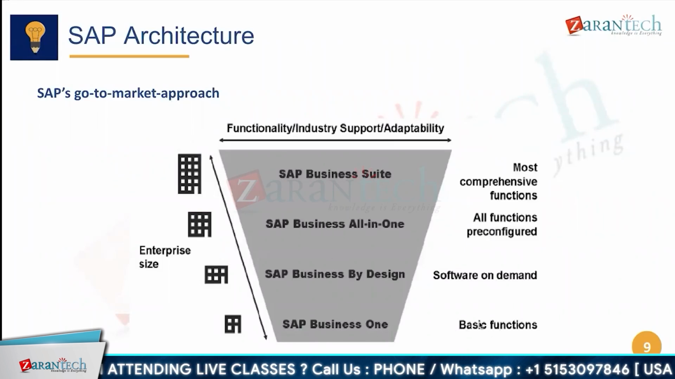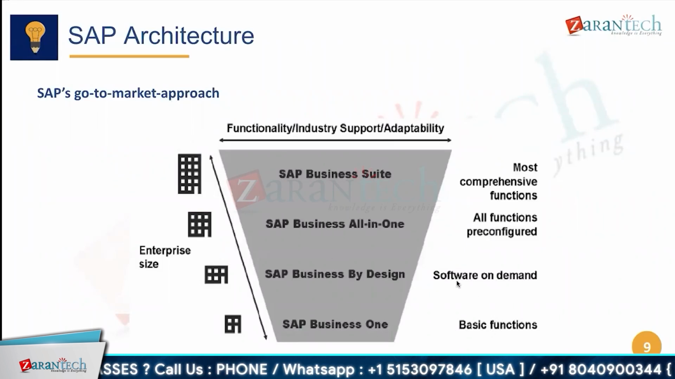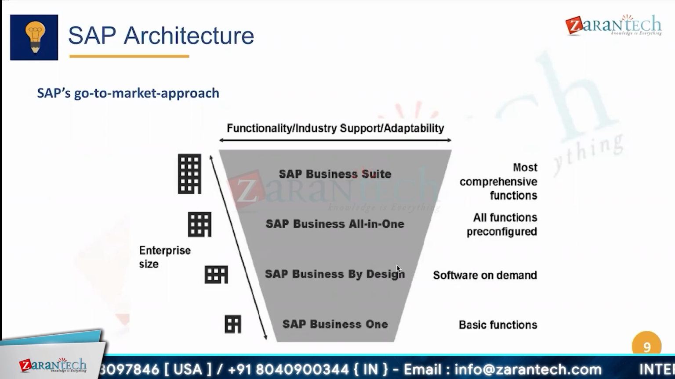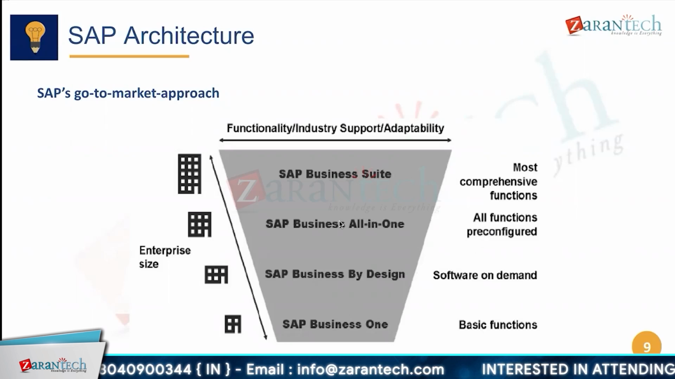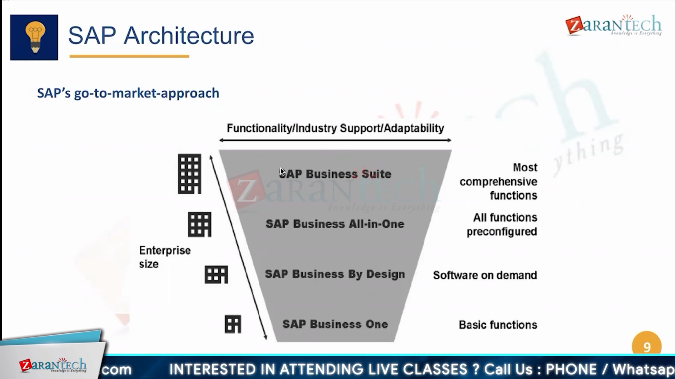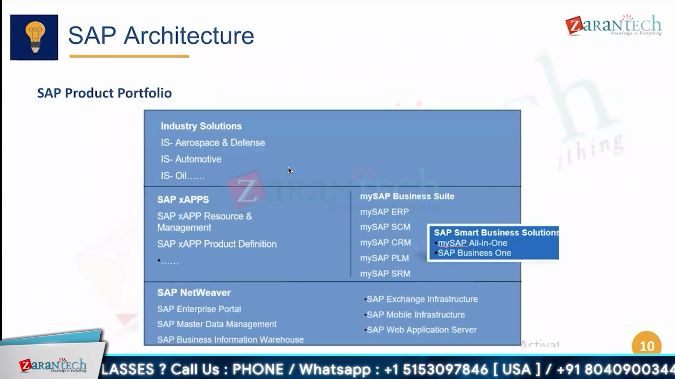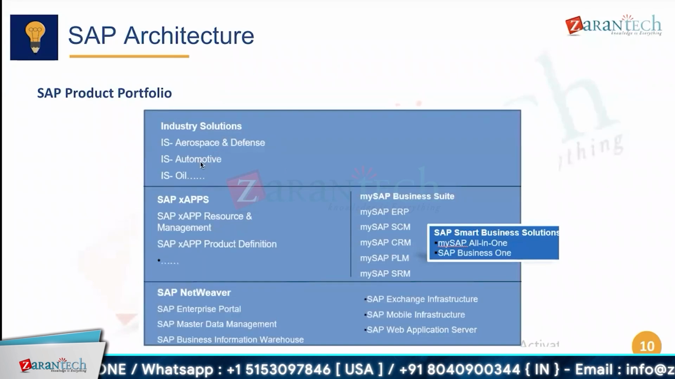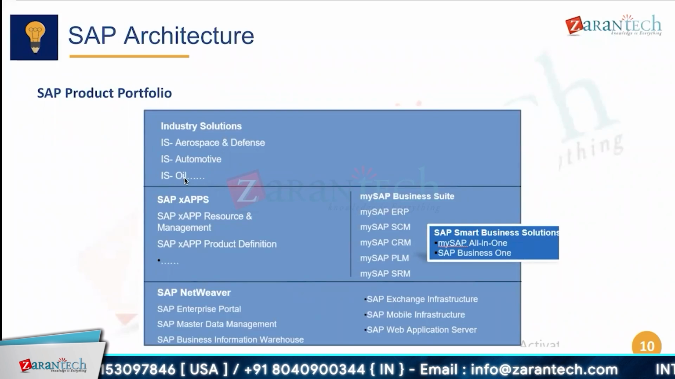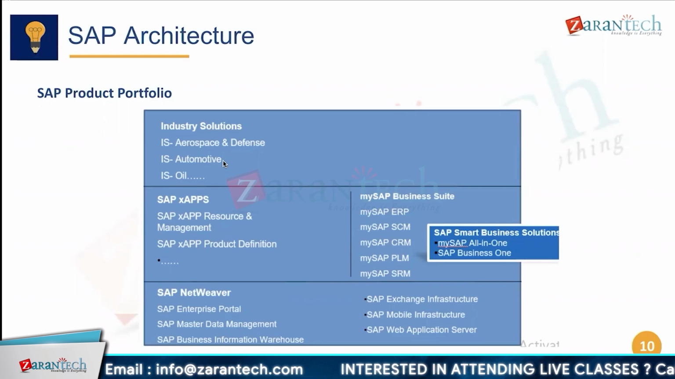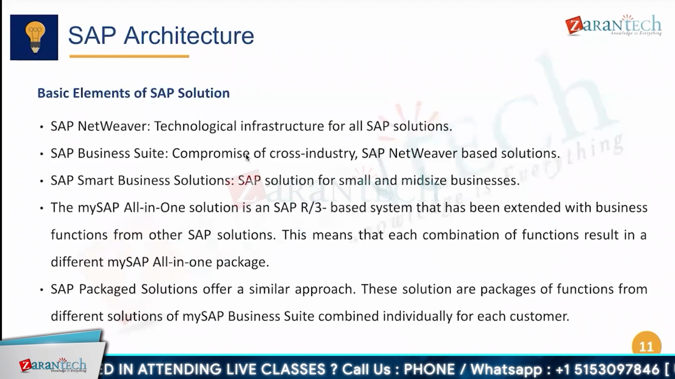So this is a different way of representation. Business One is for small scale or basic functions, as I explained, right? Small, mid, and large scale. Business ByDesign, software on demand, is also small size. Business All-in-One is for mid size, and SAP Business Suite, this is the most important, is for large-scale enterprises. All of you will work on SAP Business Suite. Then there are industry solutions, as I said, for specific industries like aerospace, automotive, oil. SAP tweaks the ERP and provides solutions with specific table structures and everything, so they call them industry solutions. So this is a simple portfolio.